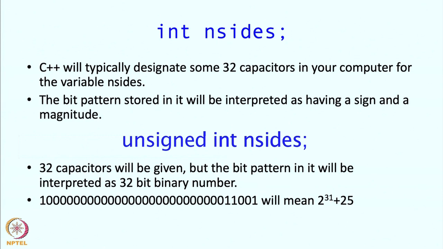Now, C++ actually allows you to write the statement unsigned int nsides as well. In this case, you will get 32 capacitors, but now you are telling the computer that you are never going to store a negative number in this variable. So please interpret the entire 32 bits as the magnitude of the number that I store. If you store the number 1 followed by all of these bits, it will really mean 2 raised to 31, what this bit position represents, plus 25. Whereas if you had stored this pattern in a variable declared just int, it would be interpreted as minus 25.